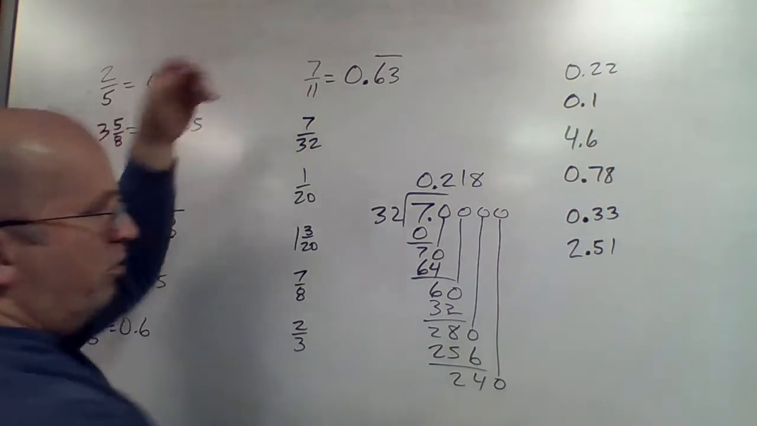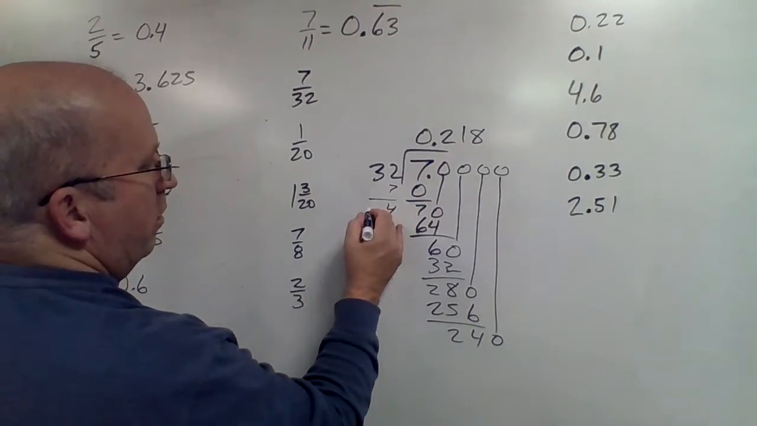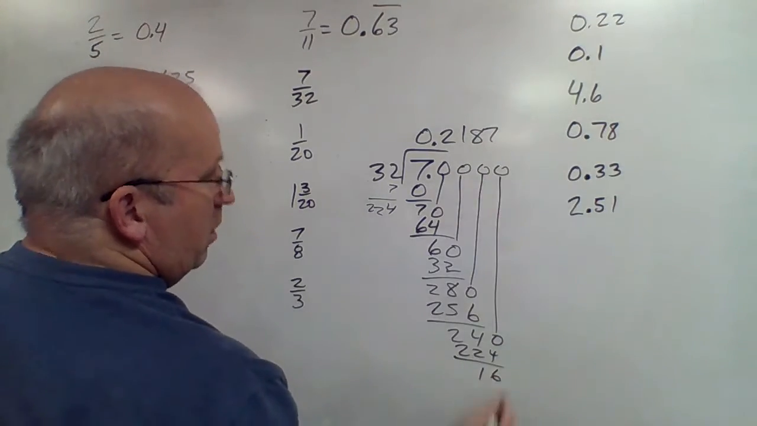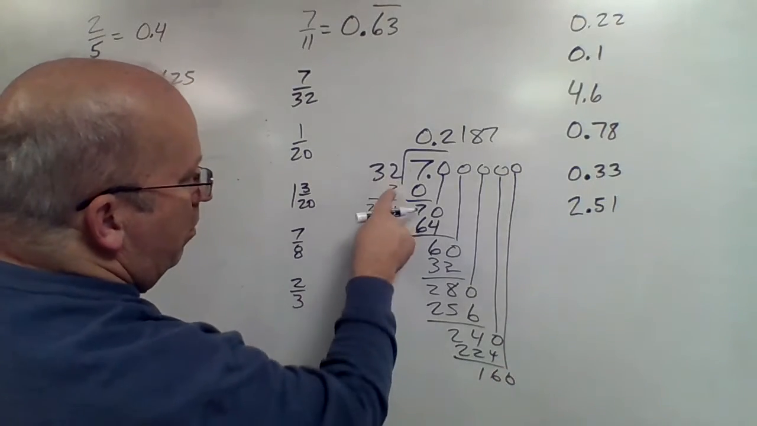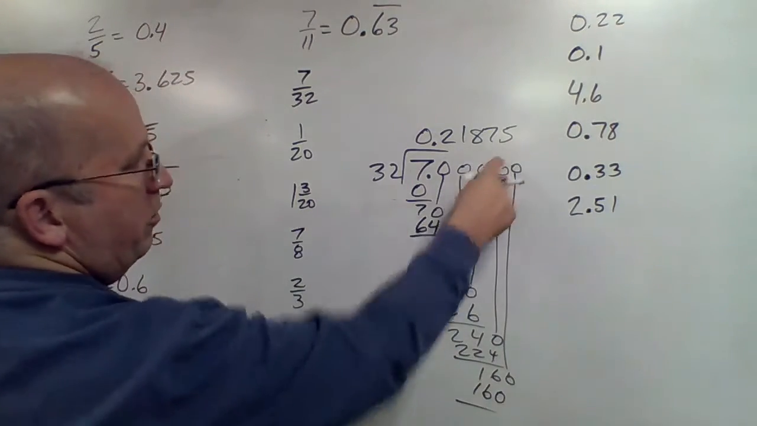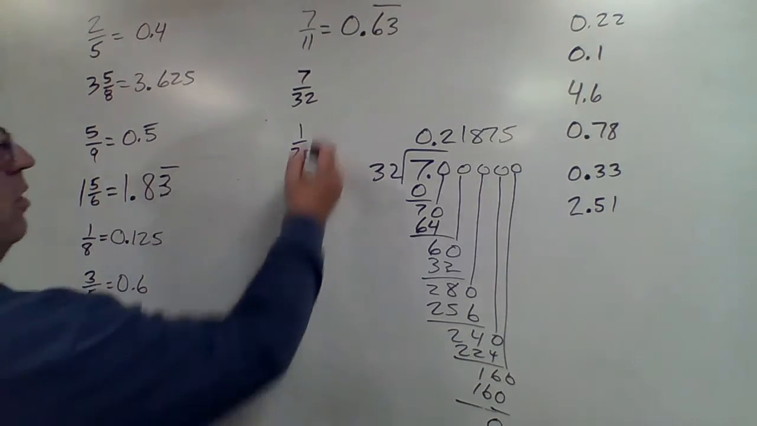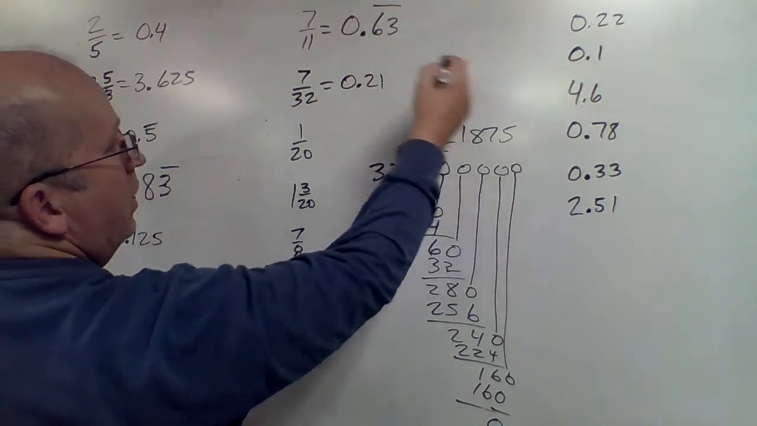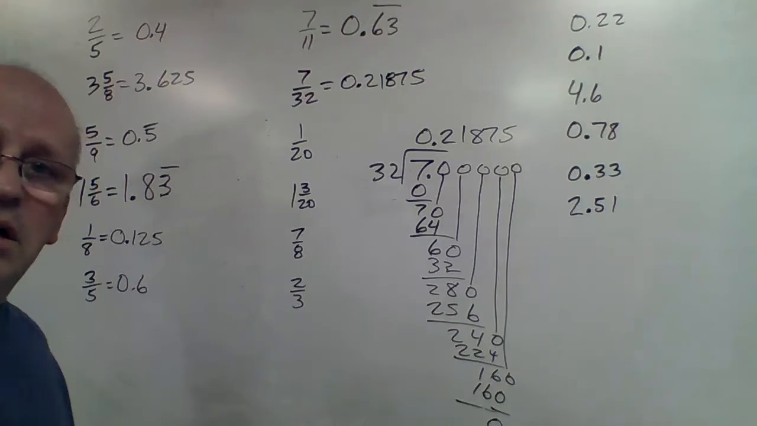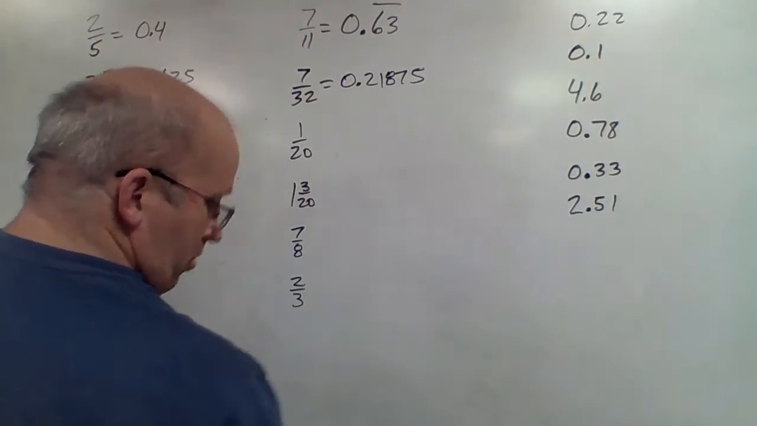32 goes into 240. Oh boy, wow. How about 7 times? Yep. 16's my remainder. Whew. Guess what? We're finally there. It's 5 times, because 32 times 5 is exactly 160. There's our remainder of 0. So, that was a long one. 0.21875. Okay, let's move on. Next one's much easier.